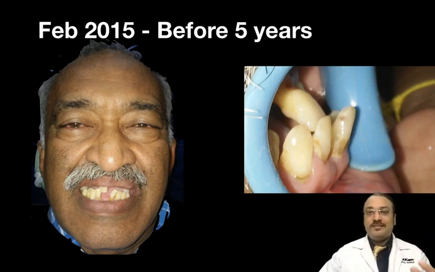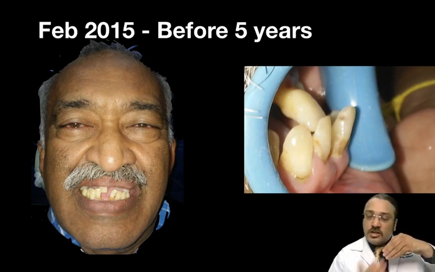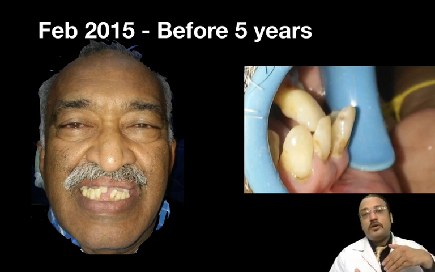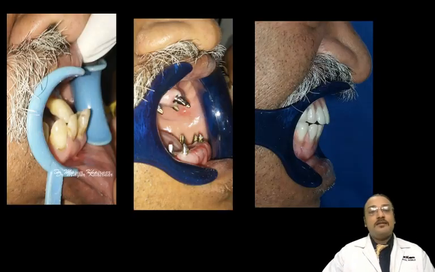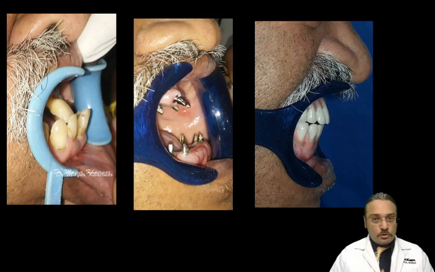In 2015 when he came, it was a typical skeletal class 3 with 13 millimeter of overjet. That means the lower jaw was 13 millimeters, that is 1 centimeter, ahead of the upper jaw, and it was very difficult. All the teeth were loose and mobile, so we decided to remove all the teeth and give him an implant supported full mouth reconstruction without doing any orthognathic surgery.